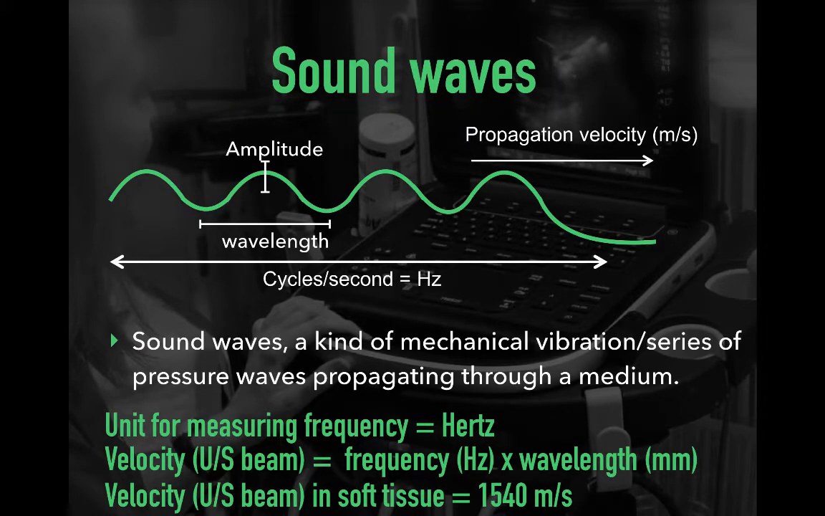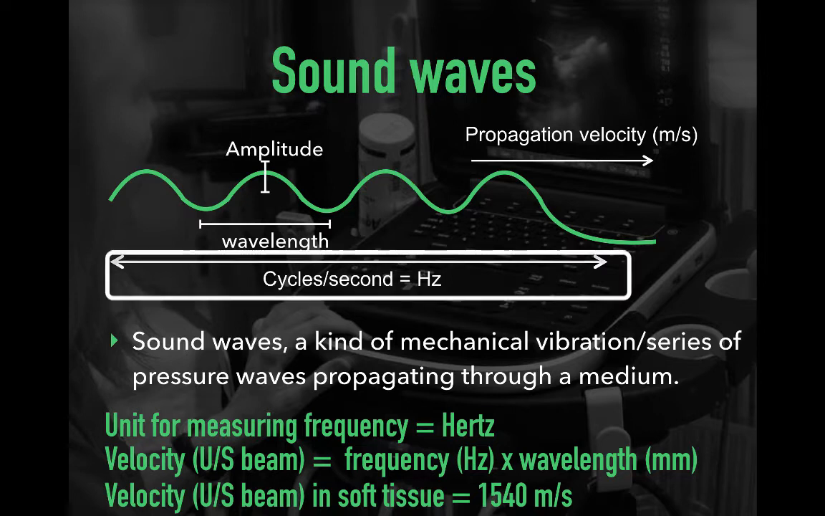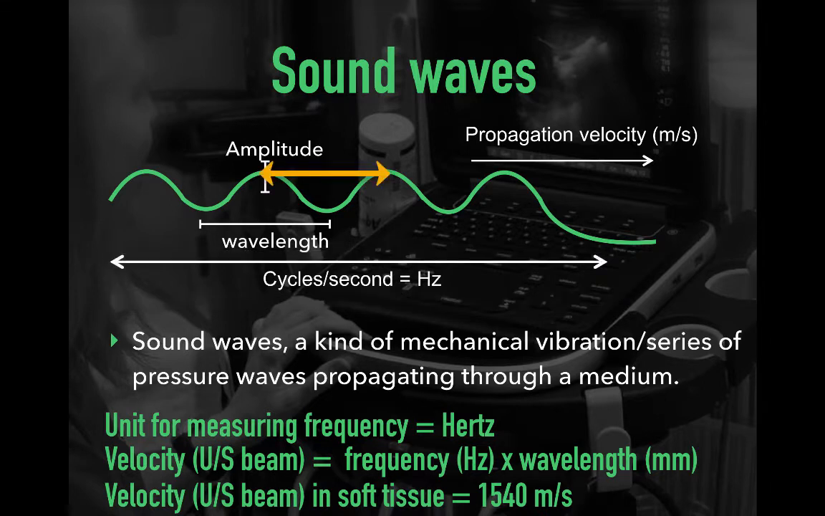Sound waves are a longitudinal wave of mechanical vibration. Properties of sound waves include frequency, wavelength, amplitude, and period. Frequency is the number of repetitions or cycles per second, which is measured in hertz. Wavelength is the distance between excitations, or really peak to peak. Frequency and wavelength are inversely related. That is, as frequency goes up, wavelength goes down, and as frequency goes down, wavelength goes up.